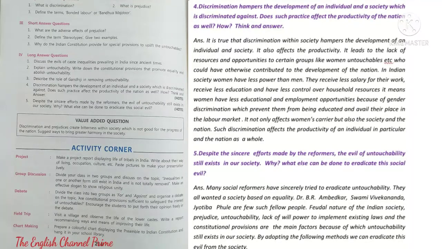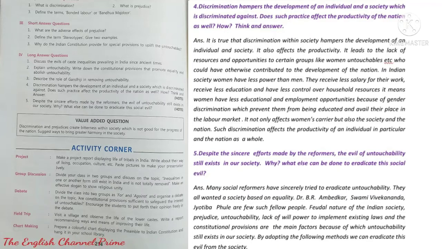Done. Fourth question. Discrimination hampers the development of an individual and a society which is discriminated against. Does such practice affect the productivity of the nation as well? How? Think and answer. Answer: it is true that discrimination within society hampers the development of an individual and society. It also affects the productivity.